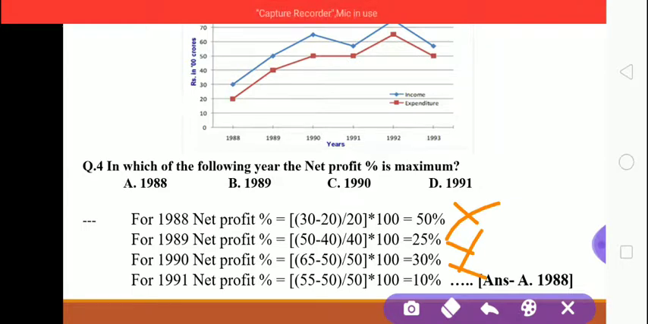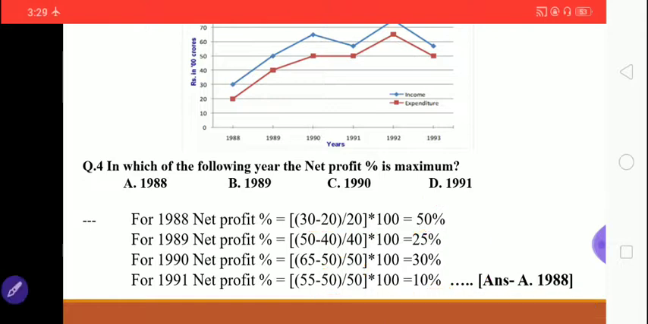You will get 30 minus 20 upon 20, that is 10 upon 20, here 10 upon 40. So definitely 10 upon 20 will be greater than 10 upon 40. Next is 15 upon 50. So 15 upon 50 will also be less than 10 upon 20, because 10 upon 20 is 50%, and this will not be 50%. Next, 55 minus 50 divided by 50, that means 5 upon 50. This will be nearly 10%. It is also less than 10 upon 20.